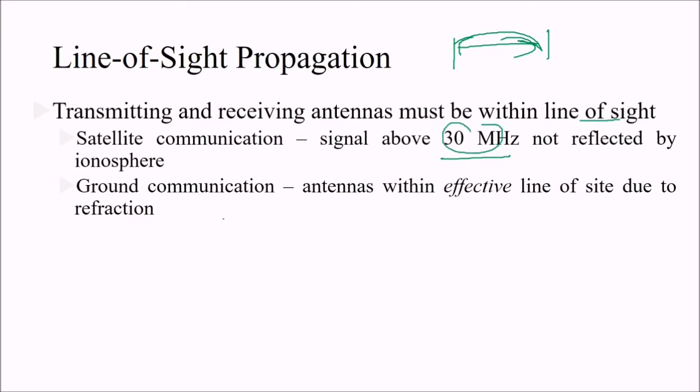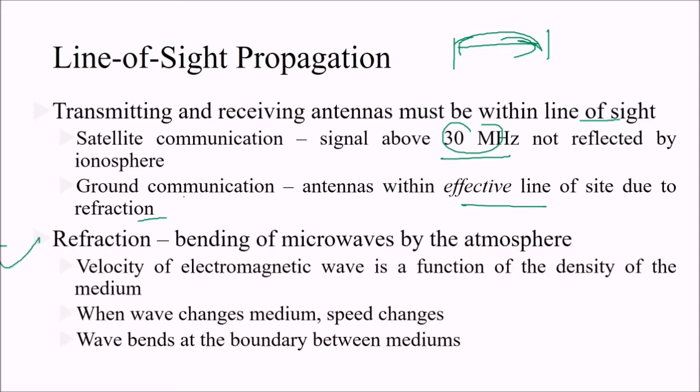And then for ground communication, antennas are within effective line of sight due to refraction. Refraction is important because, as I said, the viewing is just virtual. If they are seeing each other at a shorter distance, it is okay. But if they are at a longer distance, they are not able to see properly. That virtual seeing is only possible through refraction, which is the bending of microwaves by the atmosphere.